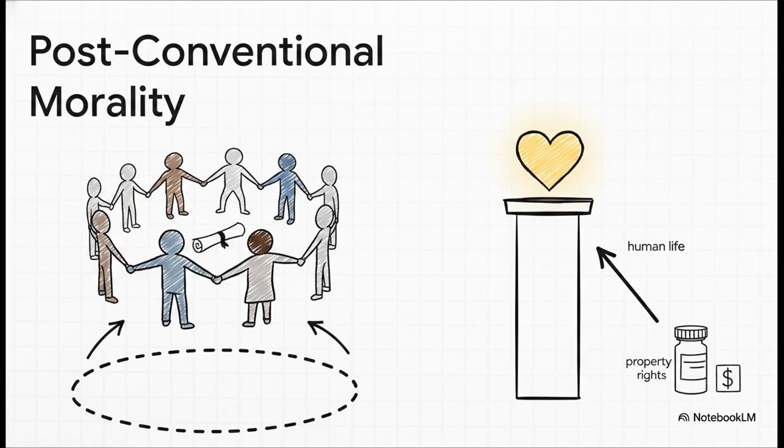And then there's stage 6. This is the ultimate pinnacle. At this stage, people are guided by universal ethical principles, things like the absolute sanctity of a human life. A stage 6 thinker believes that saving a life is universally far more important than a pharmacist's property rights, which means Heinz is actually morally obligated to steal the drug, even if the law says otherwise.